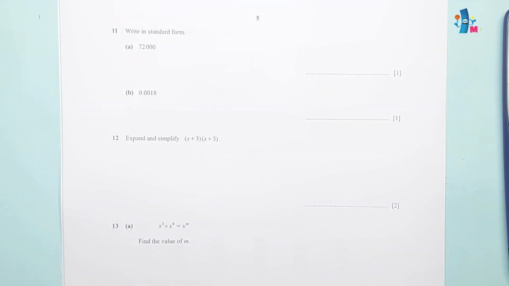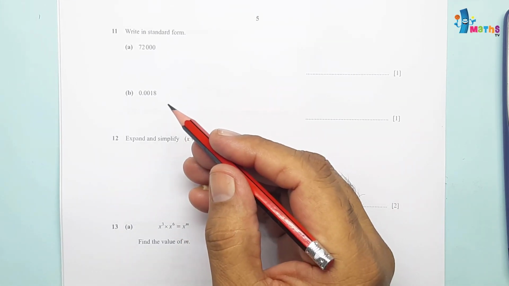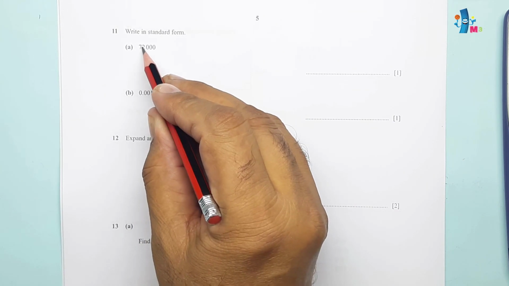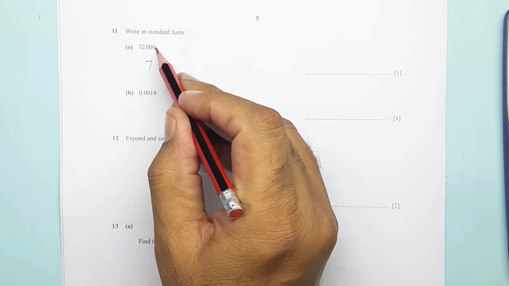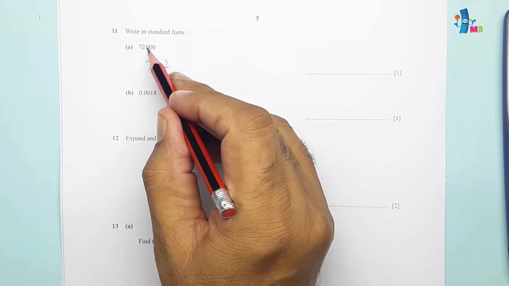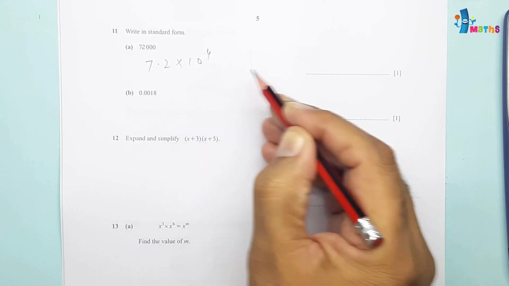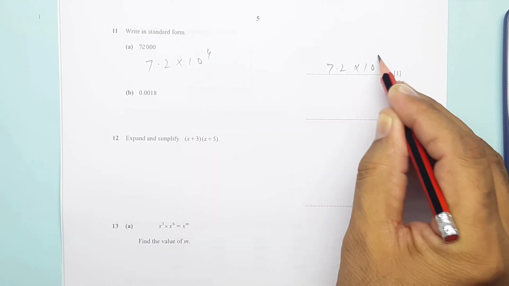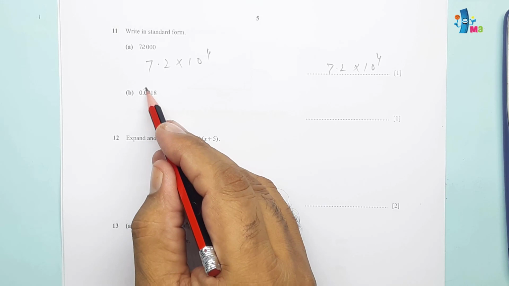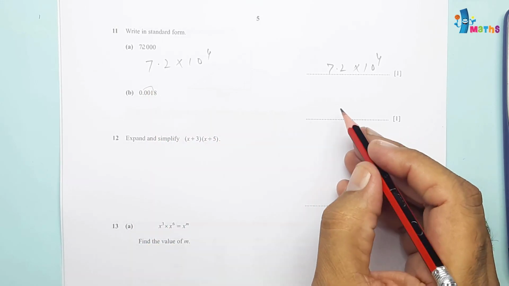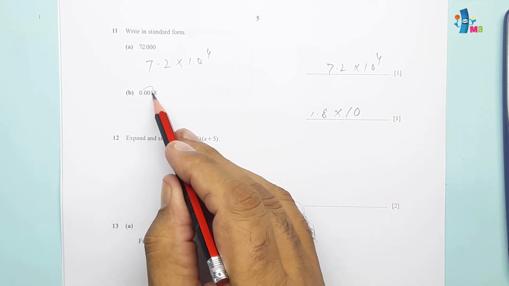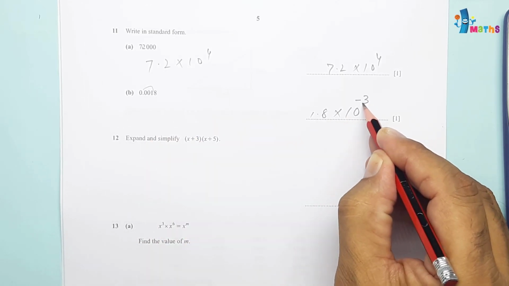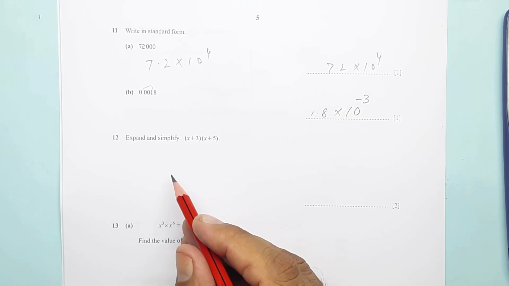Question number 11. Write in standard form. Standard form means the decimal shifts to after the first non-zero number. So 7.2, and how many jumps from here? We have taken 1, 2, 3, 4 jumps, so 10 raised to 4. So our answer will be 7.2 times 10 to the power 4. And this one we can shift from here after 1. So this will be 1.8 times 10 raised to the power of 1, 2, 3 jumps on the right, and on the right will always be negative. So 10 to the power of minus 3.